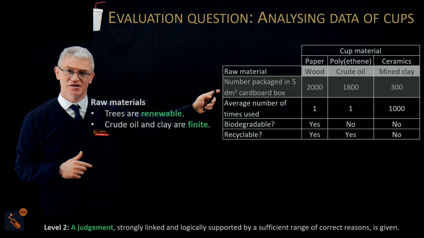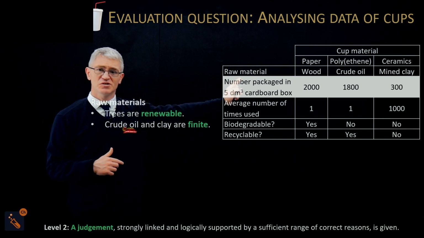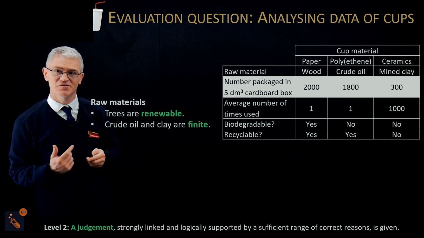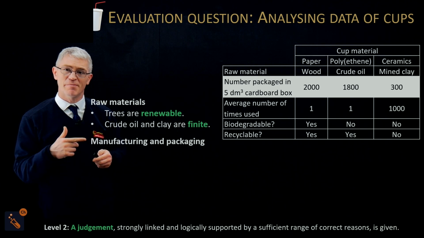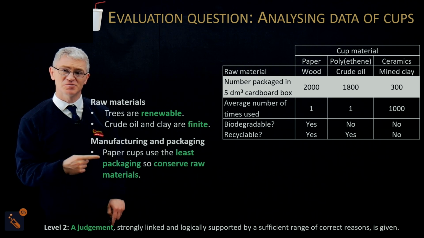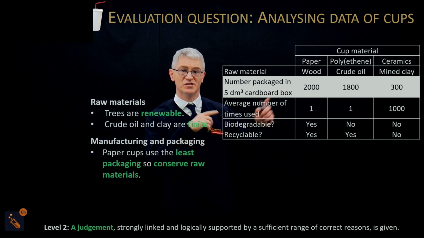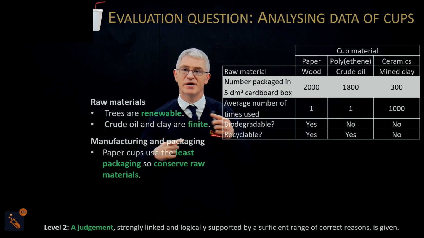So we're going to go to the next one now. And if you go to the next one, you can see the number packaged in a 5 decimeter cardboard box. And you can see there's different numbers there. So again, we don't just quote the numbers. We say which one is more than the other one. So for example, we're going to do manufacturing and packaging now. The paper cups use the least packaging. So we don't just say, oh, it uses 300, or it uses 1800, or it uses 2000. We say what kind of packaging it needs.